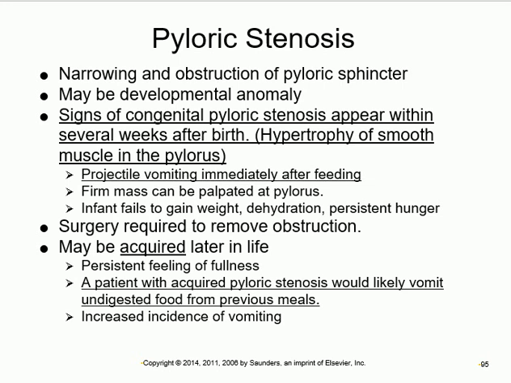Do you remember? Tell me how the vomitus looks like. If the pylorus is closed, it doesn't even go to the intestine. Stomach content is vomited as it is. Pyloric stenosis can be congenital, which is hypertrophy of the muscles of the pylorus, or can be acquired.